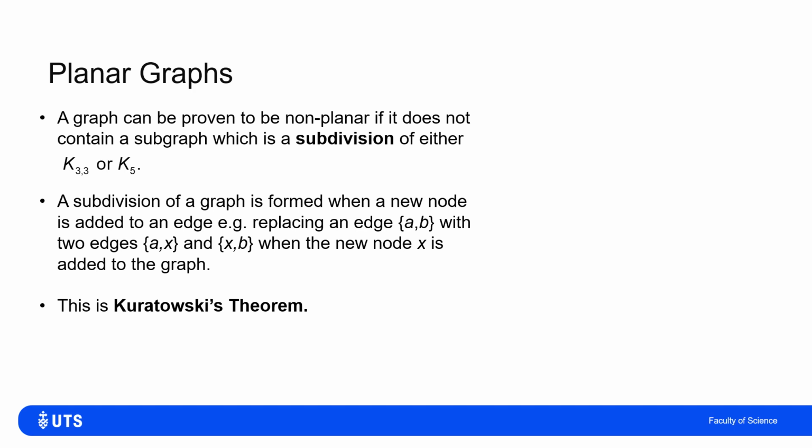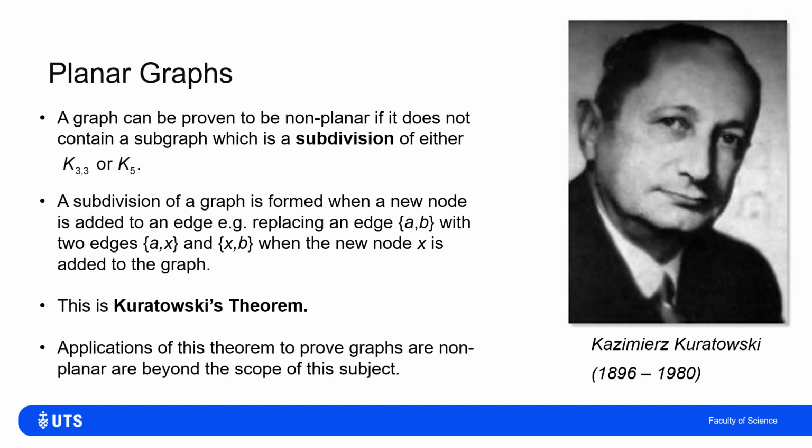So even once we've got this definition, actually spotting that I can find subgraphs which are one of these two, or that I can find subgraphs which are subdivisions of one of these two, is far, far from trivial. But I will end with a rare appearance of a mathematician who's not called Leonhard Euler. So proving that a graph is non-planar is not something that we will have to do in this subject.